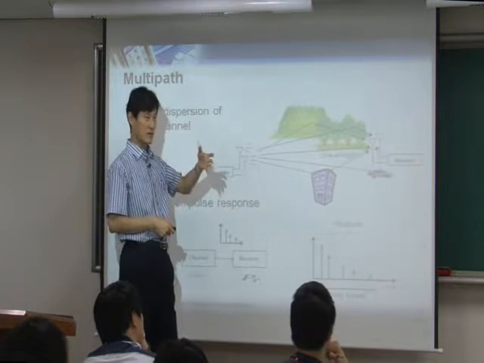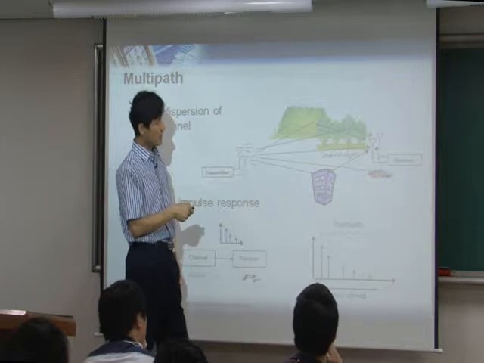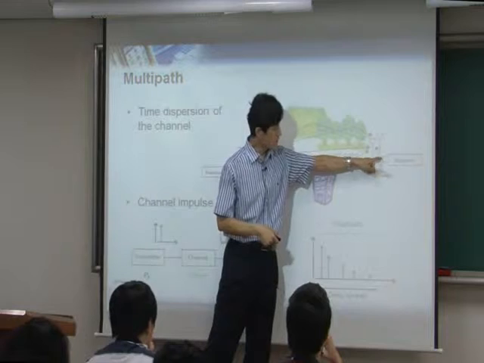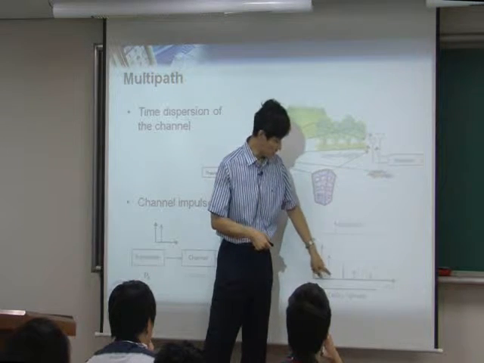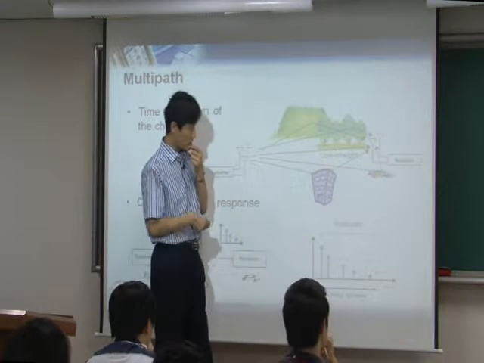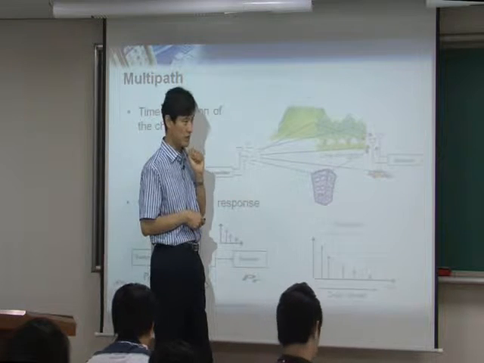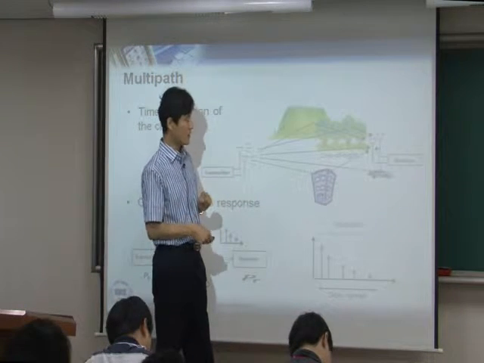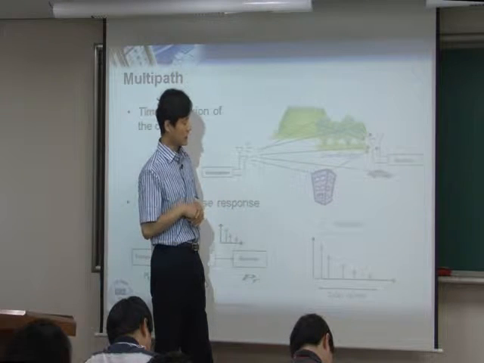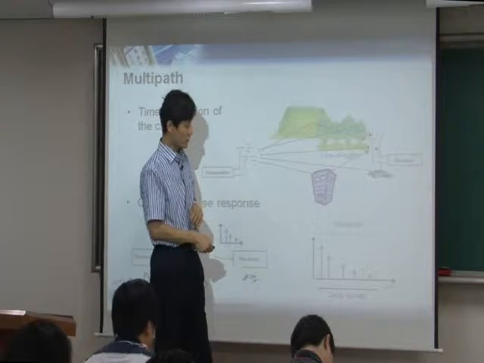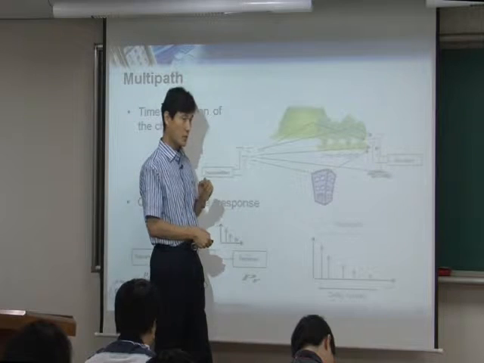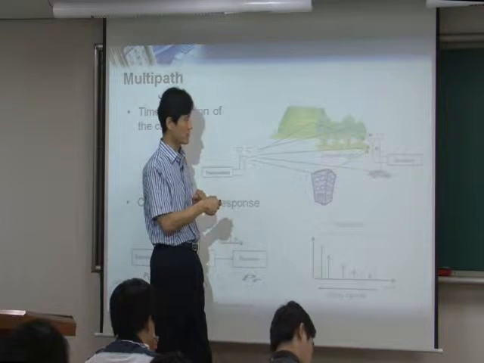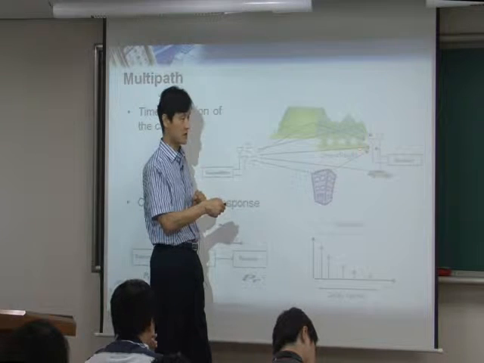Simply speaking, because of that, all these things will be delivered to the receiver with a little bit of delay. So look at this picture. This picture is called the power delay profile, PDP. This power delay profile basically tells you that the first one, most likely, not always, but most likely, is the line of sight path, because that's the shortest path.